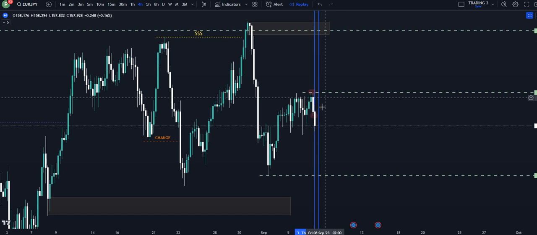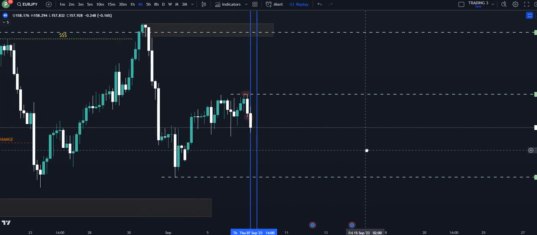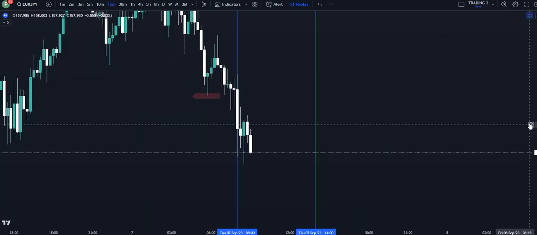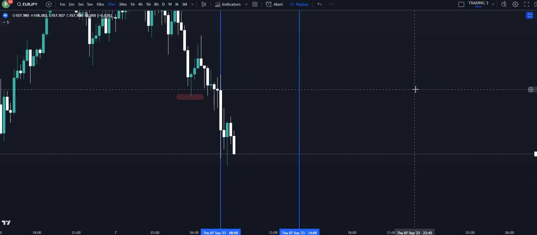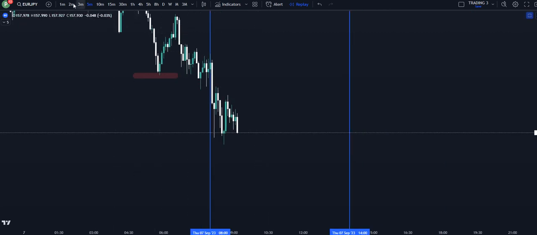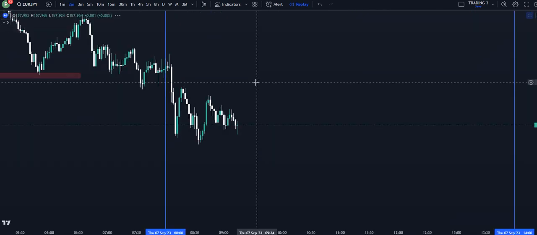So I'm going to zoom in. Now what we're going to be looking for is a change in the market shift. So for that, I'm going to go on the 5-minute time frame. Again, you can go all the way to the 1-minute time frame. Let's go to the 1-minute time frame here and see what happens.